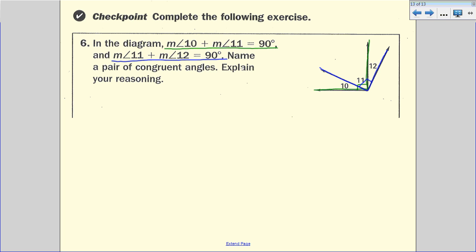Well, we have angle 11 in both of those. That's what they have in common. So what's left to be congruent angles is, angle 10 is congruent to angle 12. Well, what you need to do now is explain your reasoning. And so when I give you a chance, you'll share in class. You'll do a pair share, and then we'll report back on the board.